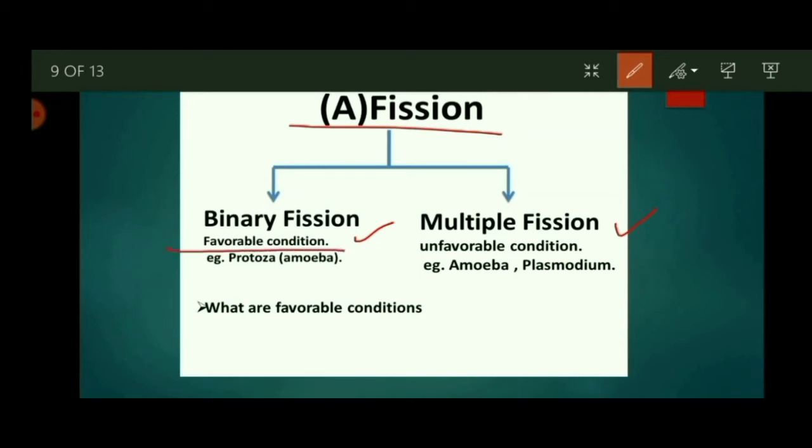Binary fission can take place in favorable conditions. Multiple fission can take place in unfavorable conditions also. Binary fission takes place in microorganisms like amoeba. Multiple fission takes place in amoeba as well as in plasmodium. Now, what are favorable conditions? That is, availability of food, moisture, etc.